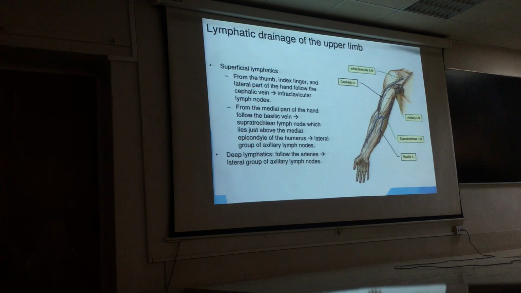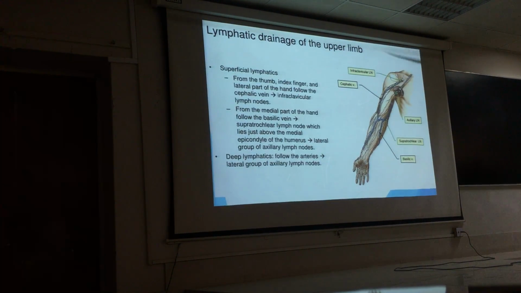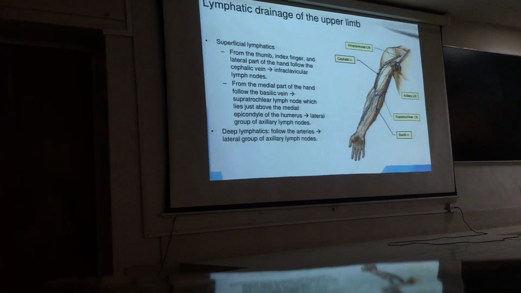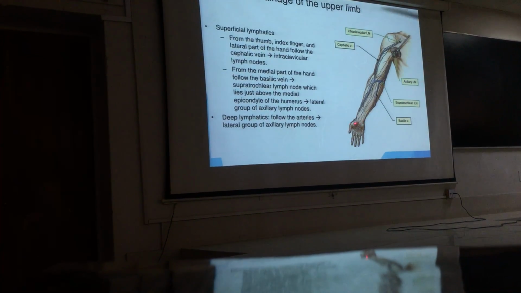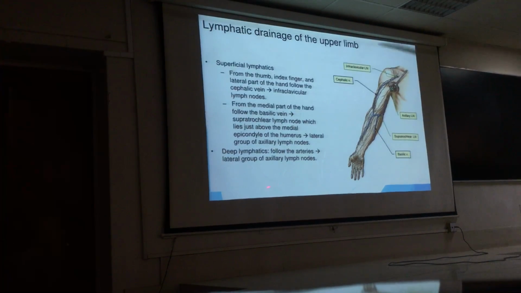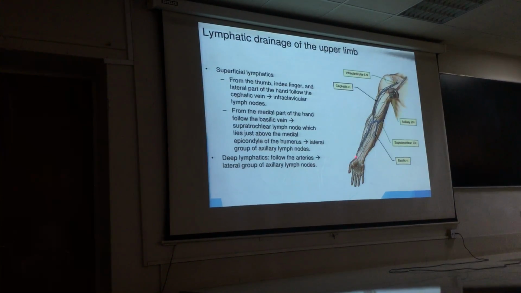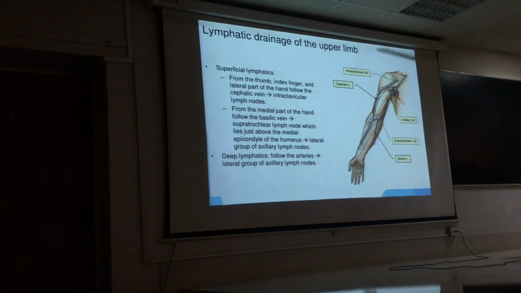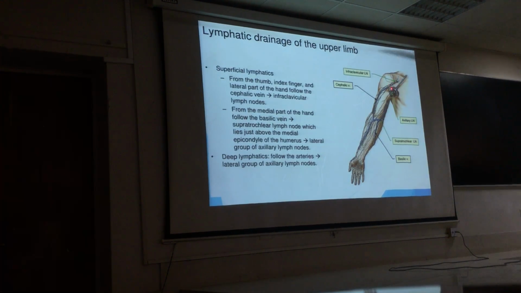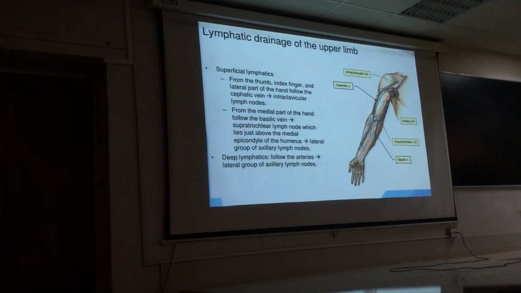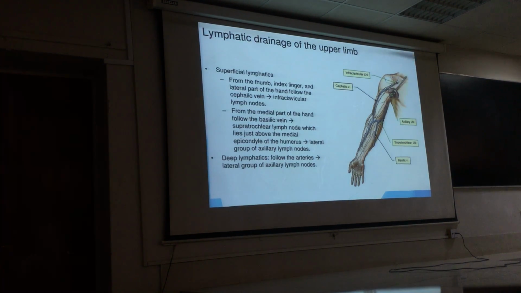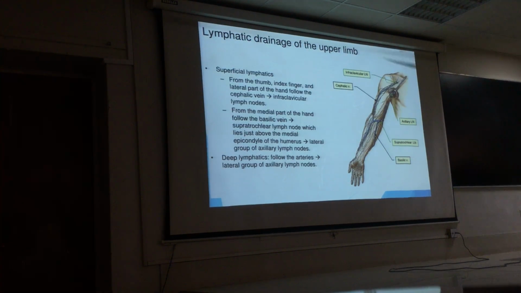Now, again, if we see the collective view, that is the superficial and the deep. Superficial में हमने दो sets में किया था, the lateral and the medial. When we talk about the lateral side we included the thumb and the index finger, and this thumb and index finger was actually following the cephalic vein, and then this cephalic vein was going and draining into the infraclavicular or the apical group of the axillary lymph node. Some might say a small percentage also drain into the deltopectoral lymph node.